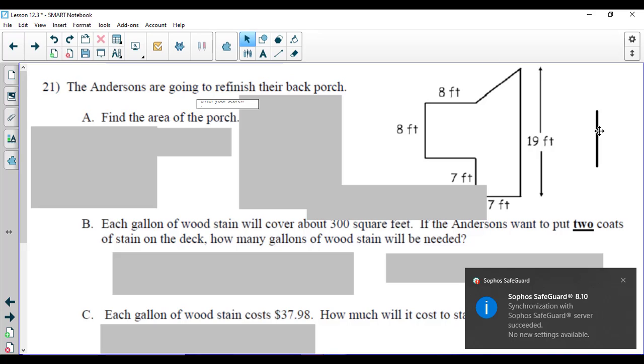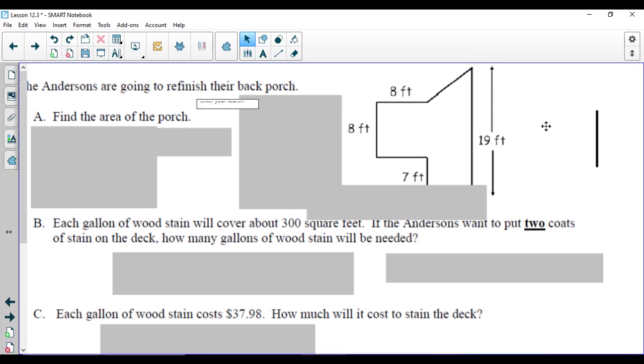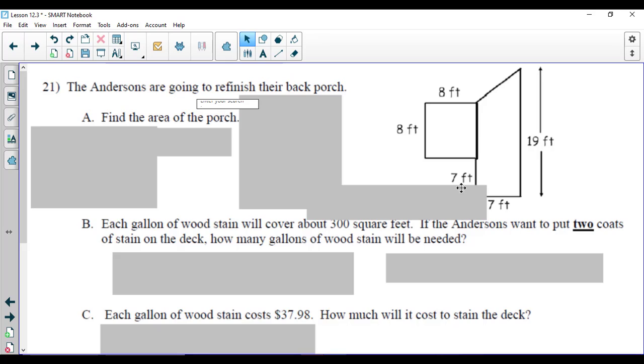So there's a couple of different ways to split it up, but I feel like the easiest way to split this up is to create this line that's a vertical line, and it creates a square and a trapezoid. So it creates two different regions for us.